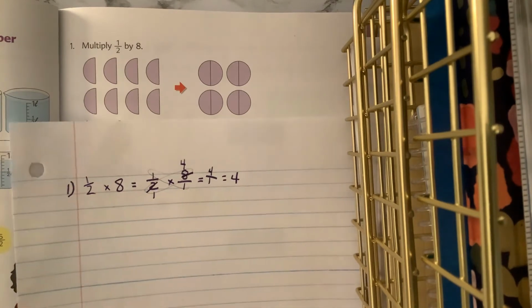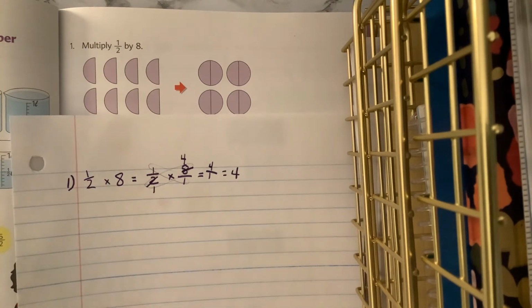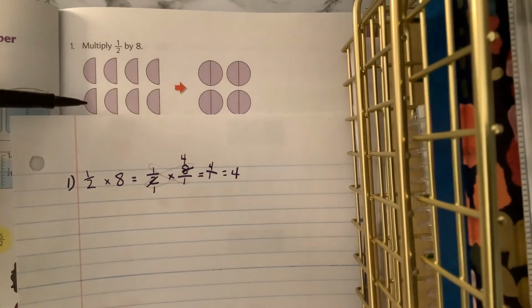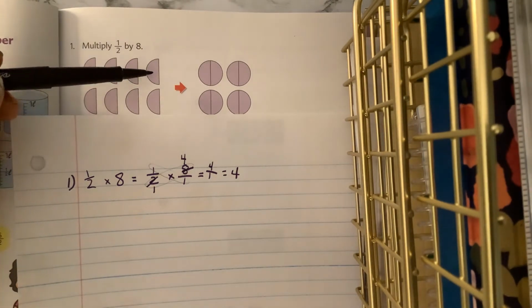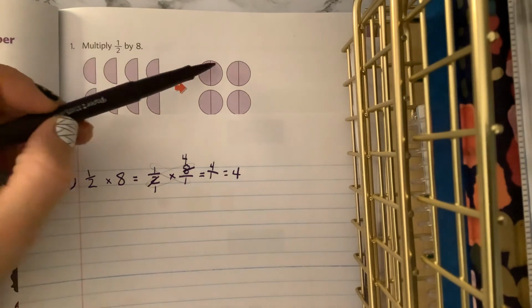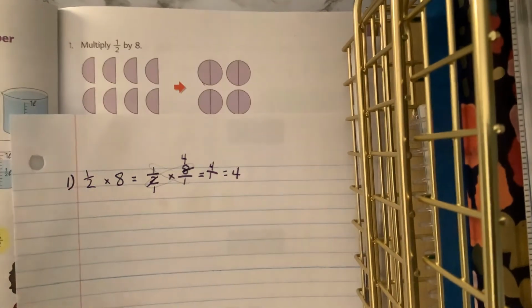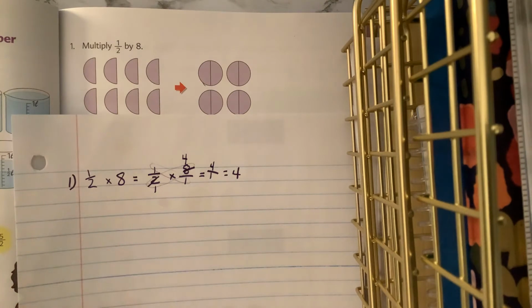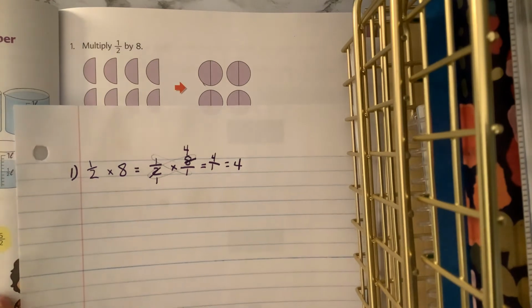They're basically saying, how much would we get if we had 8 halves, right? We have 1, 2, 3, 4, 5, 6, 7, 8 halves. Put them together, and we end up with 4 wholes. So this is the pictorial representation of the work that we just did here. That shows us that 1/2 of 8 is the same as 4.